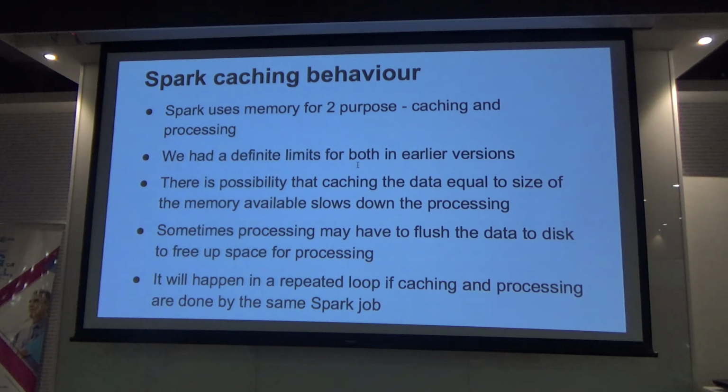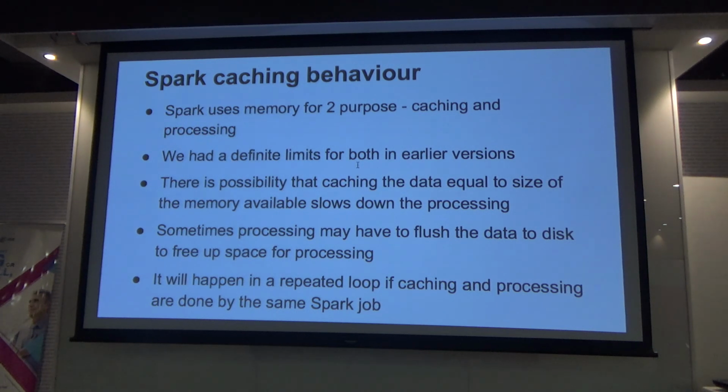Next we'll talk about Spark caching behavior. Spark has memory and cores for processing. Spark uses the memory for two things. One is caching the data, which is what I was talking about till now, and also processing, which needs some memory to load the data and do calculations. Previously, in the older versions of Spark, there was a specific boundary: 60% used for caching and 40% used for processing.